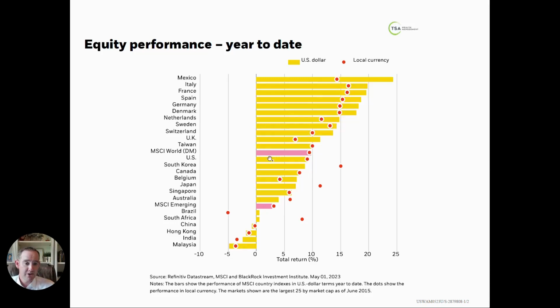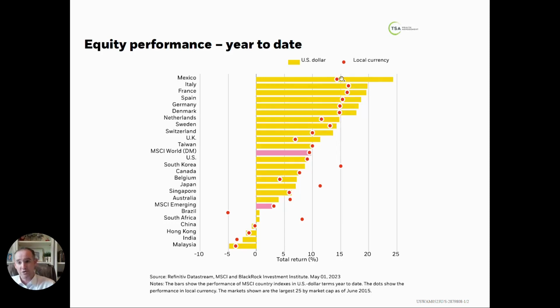Down here, we have the US market, this line right here. This yellow bar represents what the performance would look like to a US investor in US dollars. The orange dot represents what the performance looked like in the local currency. For example, when we're looking at Mexico, it looks like they have nearly 15% performance on a year-to-date basis in their local currency. But because the Mexican peso strengthened relative to the US dollar, as a US investor, it looks like we would have made more money.